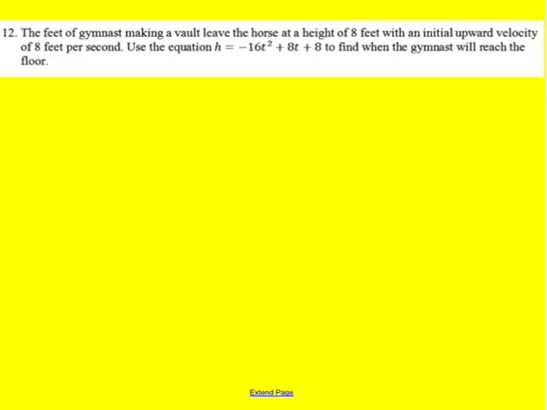Last but not least, let's take a look at number 12. So now we're talking about a gymnast and her height. And so we want to figure out when she's going to reach the floor or the ground. So again, our height is 0. So we're setting this quadratic equal to 0. So again, I can take out a greatest common factor.